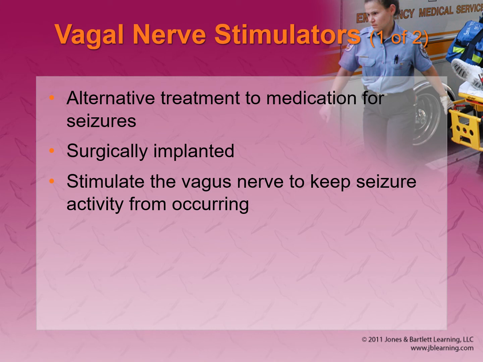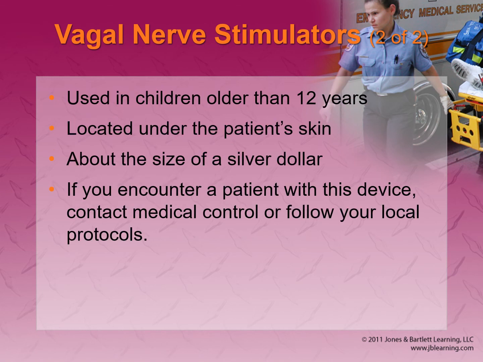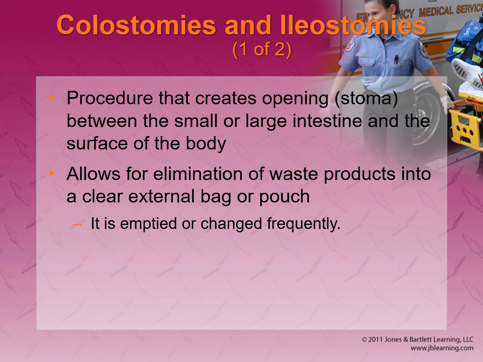Vagal nerve stimulators, it's an alternative to medication, and there's some research that says that it's going to prevent seizures from happening. Used in older children under the skin, about the size of a silver dollar, if you guys even know what that is. And this is a local protocol issue, so if you encounter this, I would call control and see what's going on.